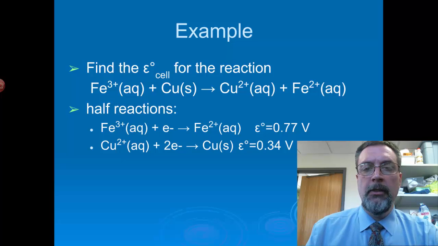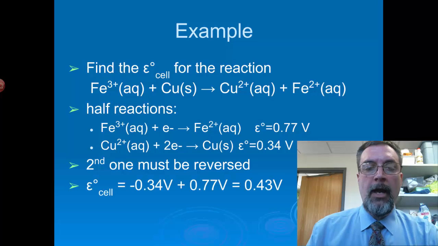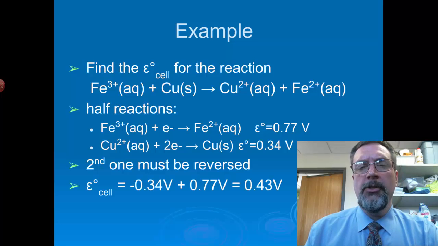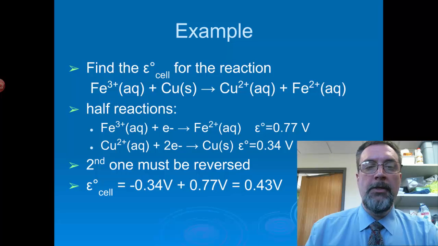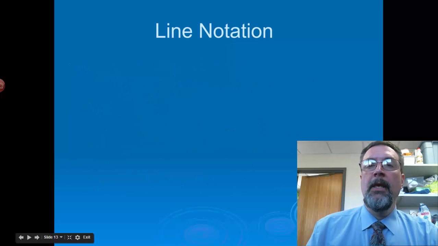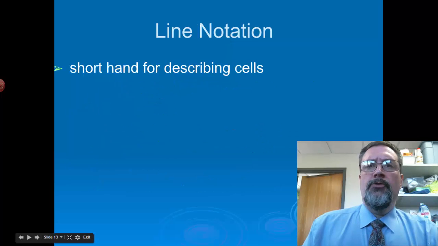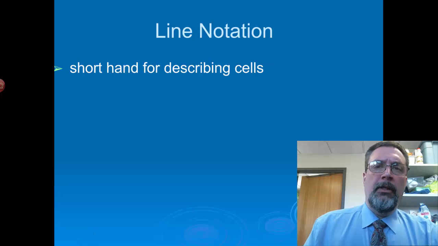The other half reaction, I'm going to have to switch, because what's happening in the overall reaction is that copper metal is actually losing electrons to become copper 2 ion. But the way I'd look it up on the table, it would say copper 2 ion gaining electrons, reduction, to form copper metal. So I'm going to have to switch that one around. And when I do, I change the sign to negative 0.34. E cell for this is just the sum of my two standard reduction potentials. So 0.77 minus 0.34 is 0.43 volts. That's E cell.